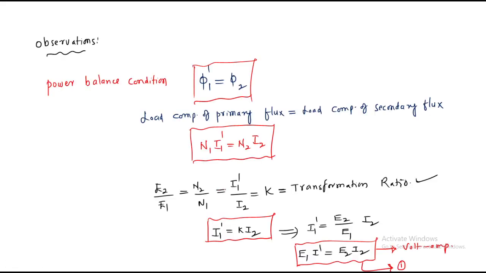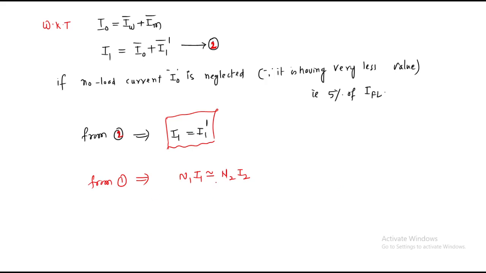Sorry, N1 I1 should be equal to, from this one, this is 1, not this one. From 1, N1 I1 should be equal to N2 I2. From this, K is equal to what? Approximately equal, right? I1 by I2. K equals, we all know this, I1 by I2, right?